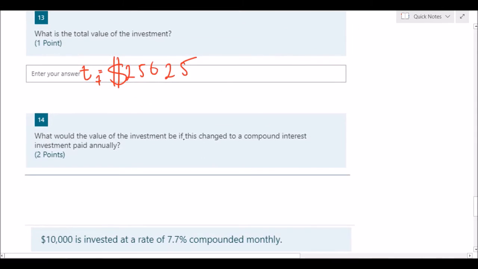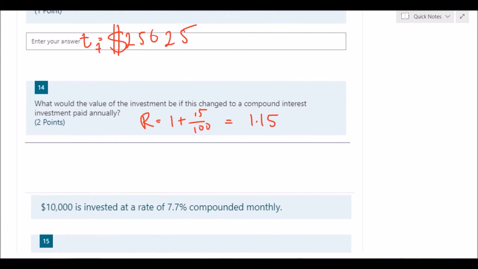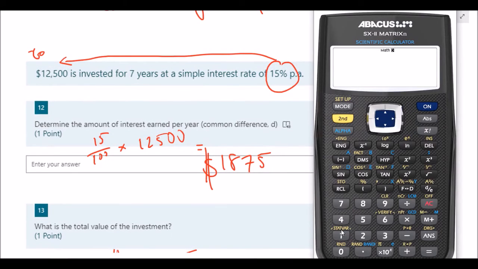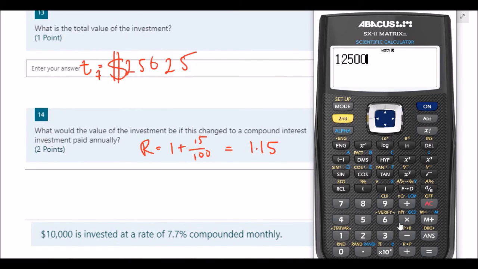So in this case, we need to figure out the common ratio first. So start off with the ratio. It's increasing, so it's going to be 1 plus 15% over 100. That means my common ratio is 1.15. So multiplying by 1.15. Remember, if it's compound interest, you're multiplying. So in this case, we have to figure out the investment after 7 years. Remember, you're starting off with 12,500. But instead of adding 1875, we're going to multiply it by 1.15 because it's compound interest.